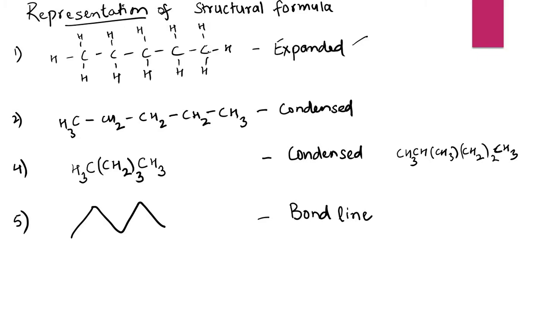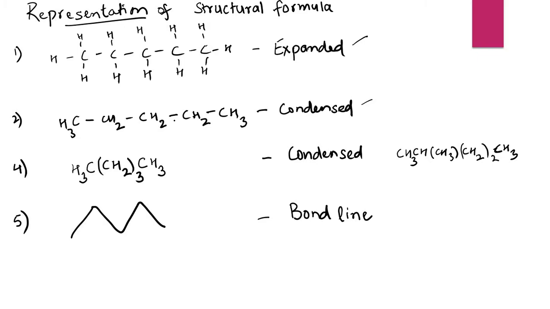So a chain of 5 carbons joined by hydrogen. One thing is very important in organic chemistry: each carbon should be bound by 4 bonds. Otherwise the structure is wrong. So this is the expanded way. Then next is the condensed way. This is the same structure as the previous one, but written in a different way, in a condensed form.